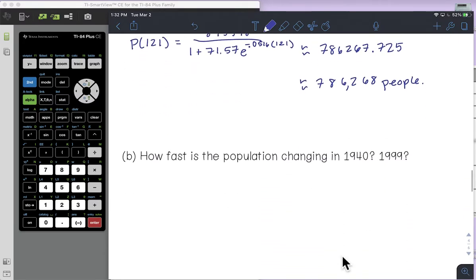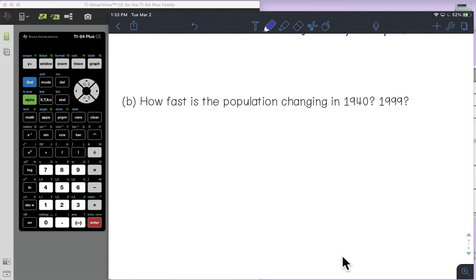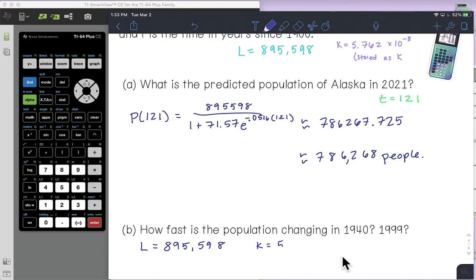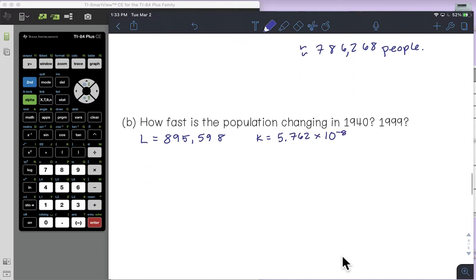Okay. So how fast is the population changing in 1940 and 1999? We know our L value is 895,598, and we found our K. We know that K is, writing it down again, 5.762 times 10 to the negative 8th. So if we want to find how fast the population is changing, we're trying to find the rate of change of the population in terms of time, so dP/dt. So we need to know the derivative.